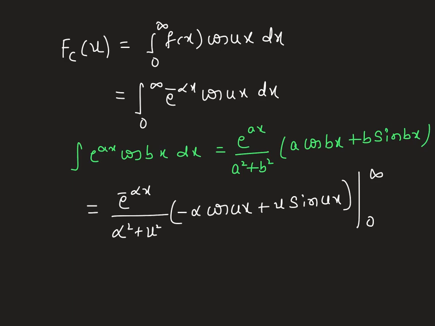When you apply the upper limit, it becomes 0 because e power minus infinity is 0. And therefore we apply the lower limit. When you are applying the lower limit, we should consider the minus. Then e power 0 is 1 divided by alpha square plus u square, and in the bracket you have minus alpha cos 0 is 1 and sin 0 is 0. So we get 1 divided by alpha square plus u square, bracket minus alpha into 1, u into 0 gives 0. So it gives minus minus alpha, finally the Fourier cosine transform is alpha divided by alpha square plus u square.